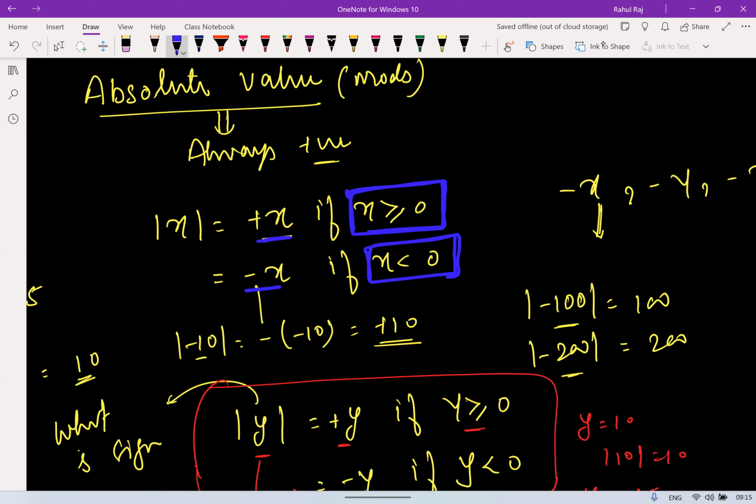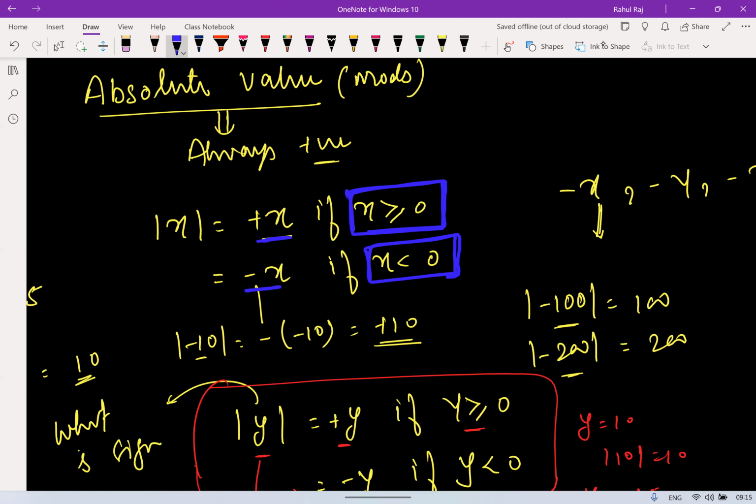Whenever you solve the equation of a mod, you always get two values. Now in case two, when you take mod of 3y minus 3, it is equal to negative of 3y minus 3, if 3y minus 3 is less than 0. So after taking the negative, minus (3y minus 3) is equal to 30. That is nothing but y is equal to minus 9. For y less than 1, y is equal to minus 9. It's a valid solution.